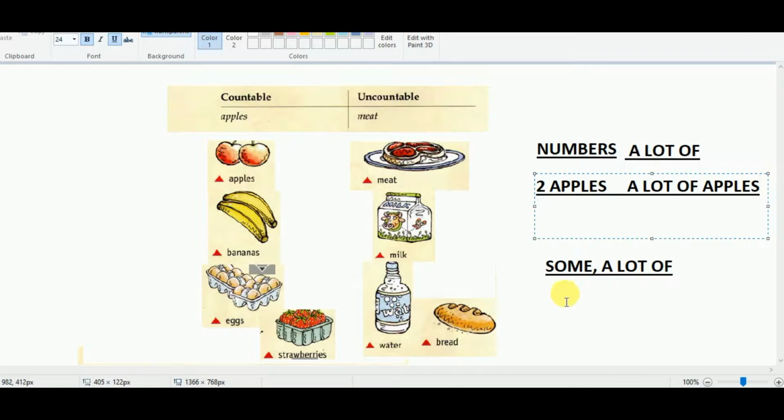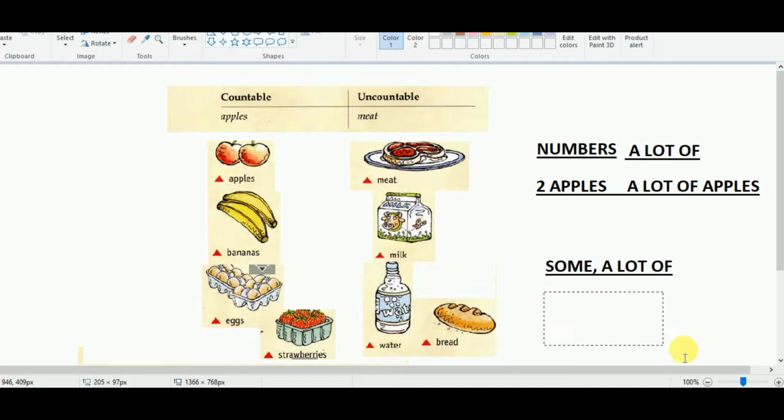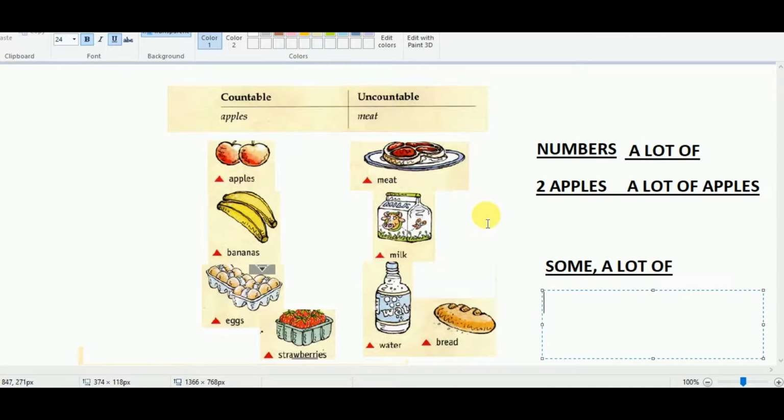When you have uncountable nouns, usually you use words, you don't use numbers because it's not countable. So if you don't have much of these in your refrigerator, for example, you can say that you need to go to the supermarket and buy some meat. This is very common, okay? Or to buy some milk. Usually these are uncountable. If you have a lot of these, you say, no, I don't need to go to the supermarket to buy milk because I have a lot of milk in my refrigerator.